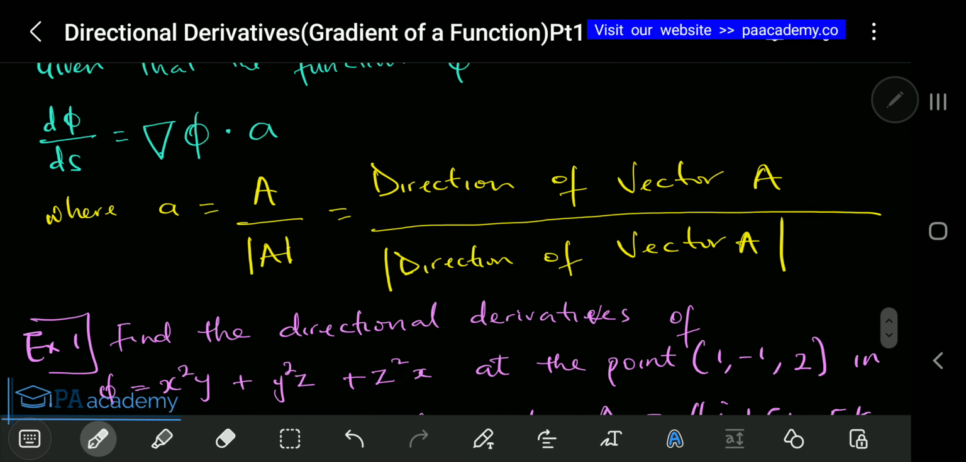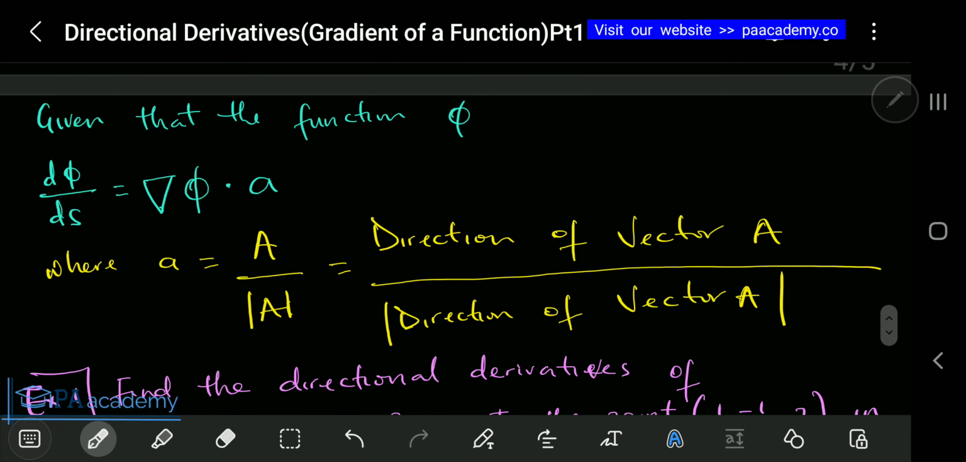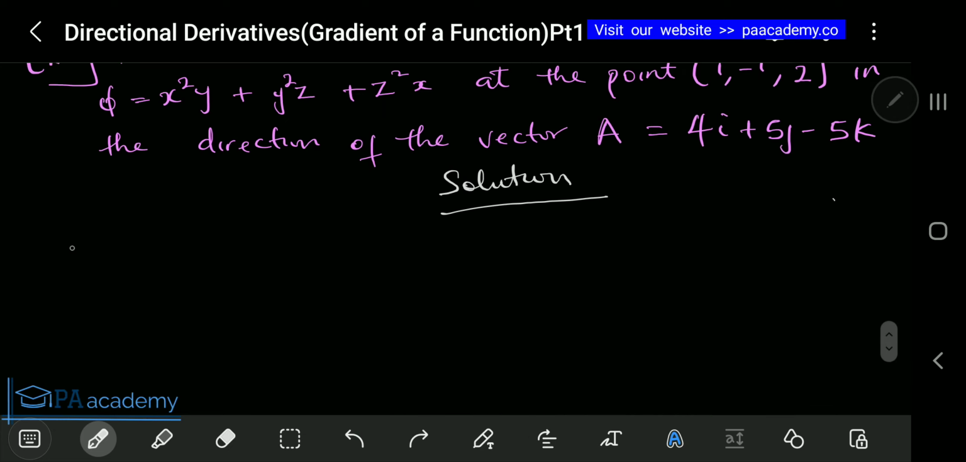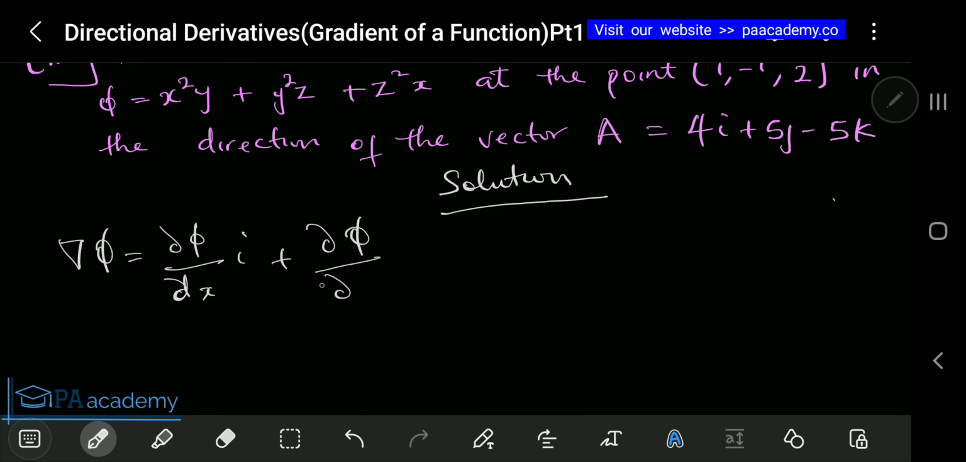Again, this is the formula. Now let's look for all of the values that we're going to need. The first thing that we can decide to calculate is grad phi. If you have been following this video series, you'll be familiar by now with how to calculate the grad of a particular function. This is the formula here, partial differentiation i, partial differentiation j plus partial differentiation k.